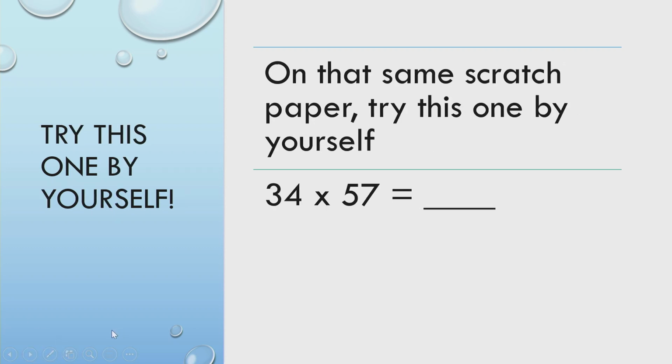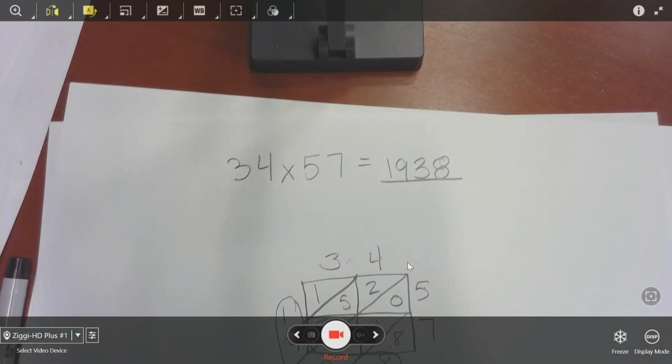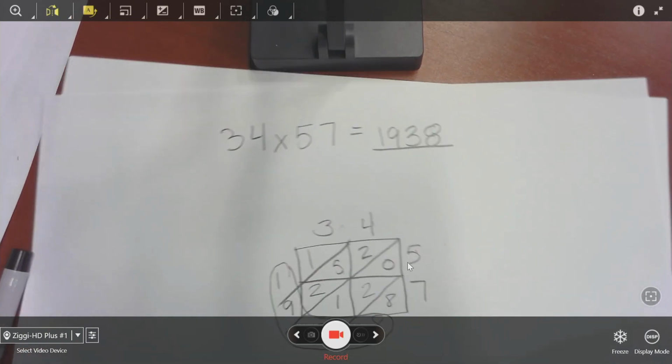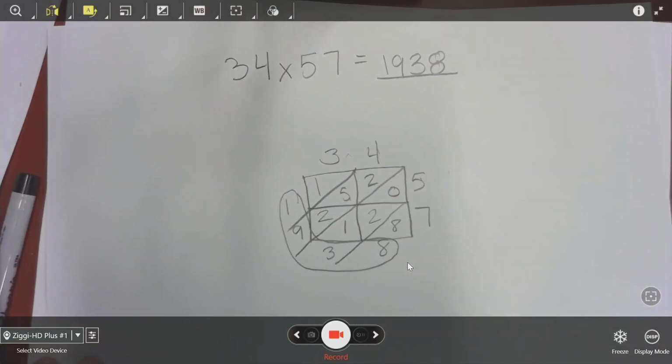Now on that same scratch paper, you can just flip it over and try this one by yourself. You can pause the video here to work it out, and when you finish working it out, you check your answer. Unpause and check. There we go. Okay, so let's look here.